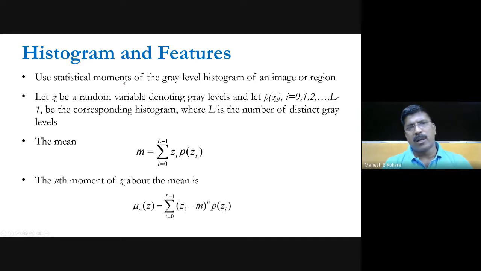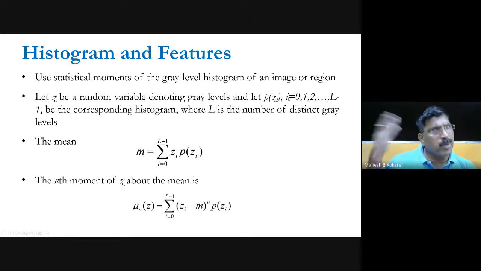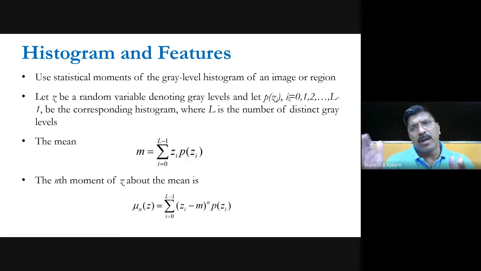So how? Use the statistical moments of the gray level histogram of an image or region. Let Z be the random variable denoting gray level, and let p(Zi) be the probability of Zi, where i ranges from 0 to L minus 1. Because in the case of a gray level image, you know that the L value is 256, so the maximum value will be L minus 1, that is 255, because you are starting from 0. Here p(Zi) is the corresponding histogram, and L is the number of distinct gray levels. There are 256 distinct gray levels, starting from 0 up to 255.